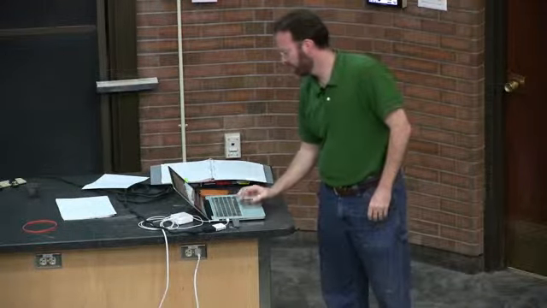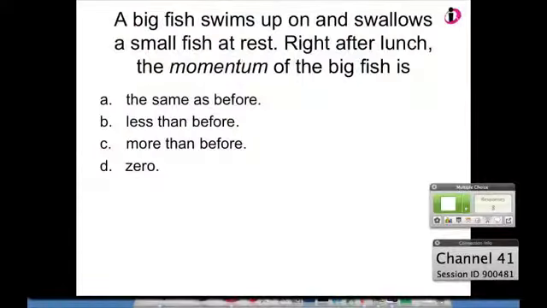Okay, same collision, big fish, small fish. What happens to the big fish's momentum? After the collision, let me remind you, the 2 fishes are together. The big fish is fatter now. He just ate the little fish. He weighs more. His speed went down, we just did that. What happens to his momentum? Polling's open, answer away. And if you were paying attention, I already gave you the answer.